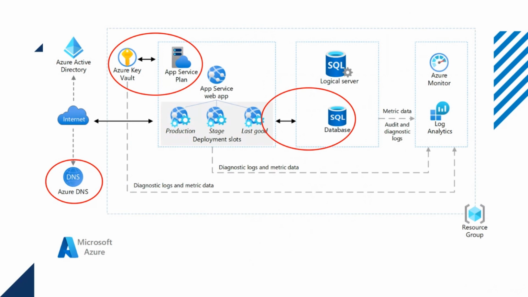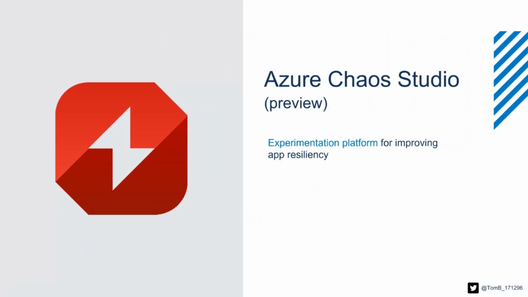And the next step is we are actually going to create the chaos and stop that database or kill the DNS server or do whatever we want. And for that, we can use the Azure Chaos Studio. It's still in preview, and it's an experimentation platform for improving your app resiliency.